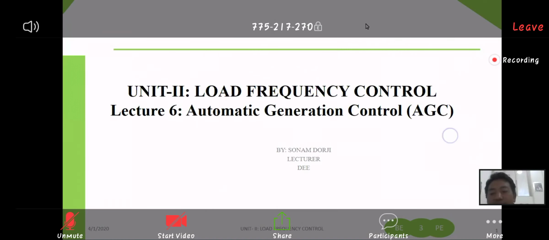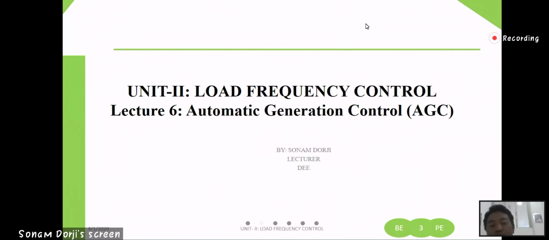Normally it is abbreviated as AGC, automatic generation control. Okay, so in the last previous class, we have learned about the speed governor, right? There are two types by which we can control the frequency. First is primary control, which is the speed governor, and then another one is secondary control. So secondary control will be automatic generation control.